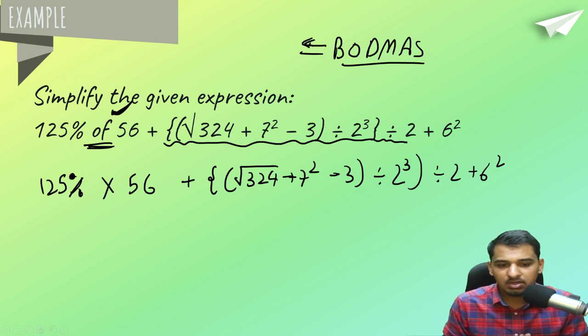This we have written. Okay, so let me use a different color for this bracket. Let me use red color so that it is better visible. So this we have done. Now 125% of 56, what is the meaning of this? The question may arise. So it is very simple.